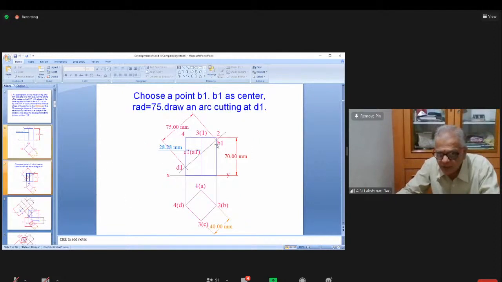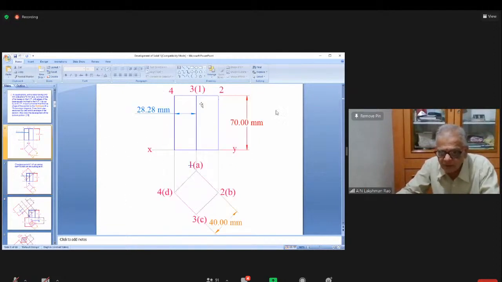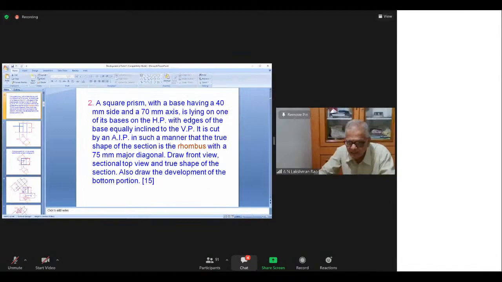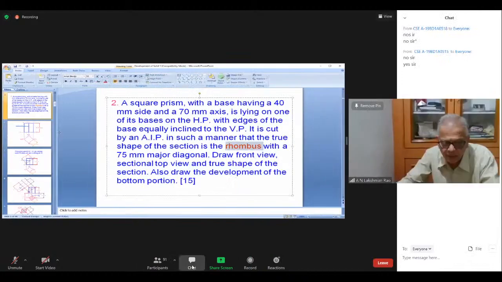normally I should have drawn a line here like this, so that I would have got the true shape here. If I draw a section line here, I get true shape here. But to draw a section line, I should know this height and also the angle. He did not give both, but he gave me only the true shape.